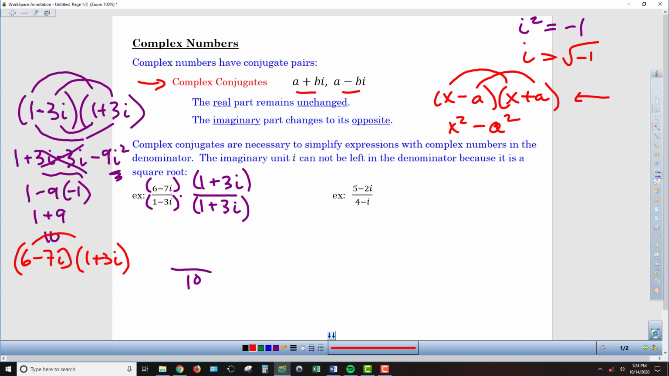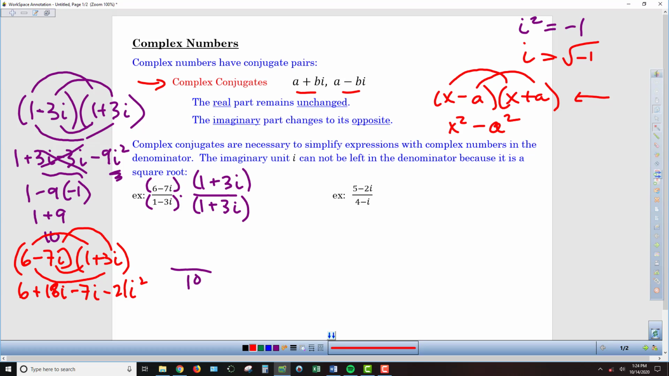And so if we go with our full FOIL, I get 6 times 1 is 6. My outer is 6 times 3i, so I get 18i. My inner is negative 7i times 1, so just negative 7i. And then my last is going to be negative 7i times positive 3i, so negative 21i squared.